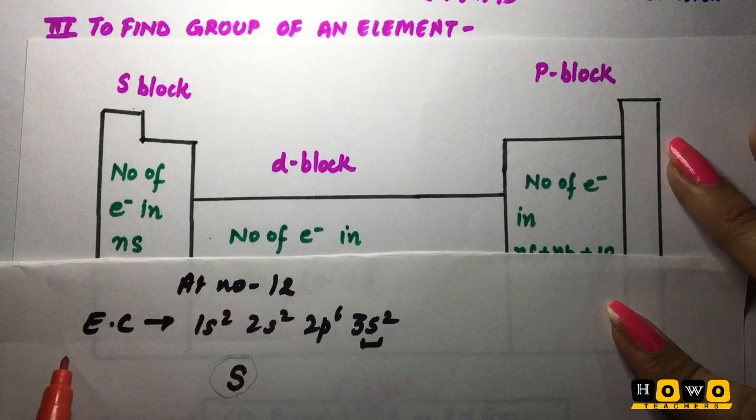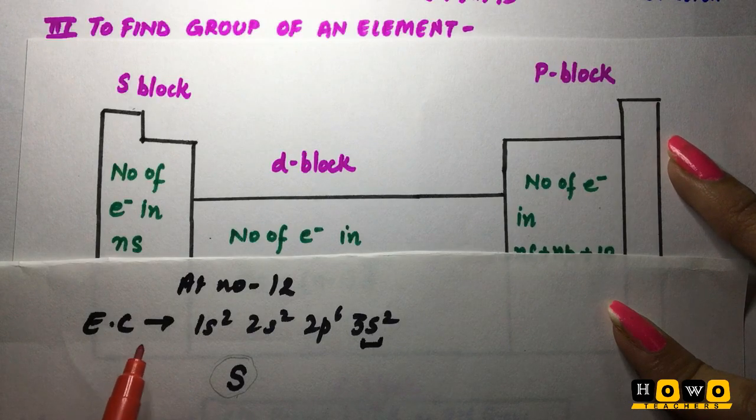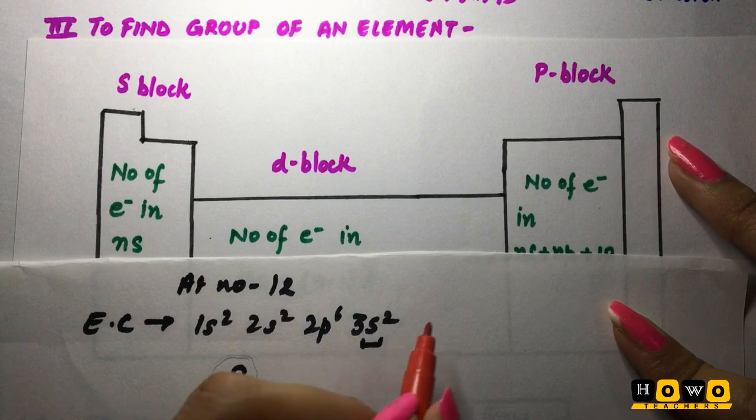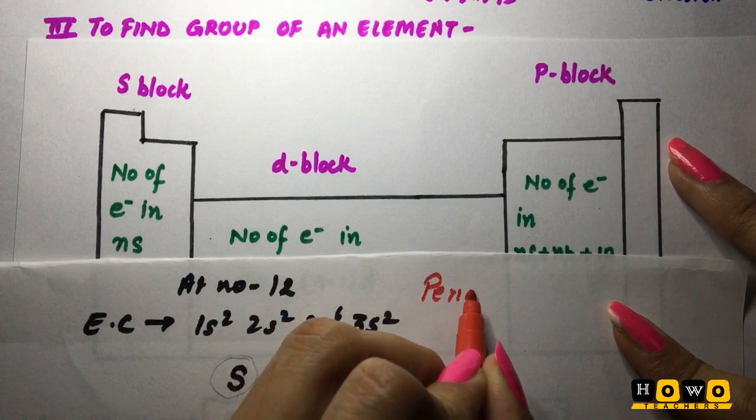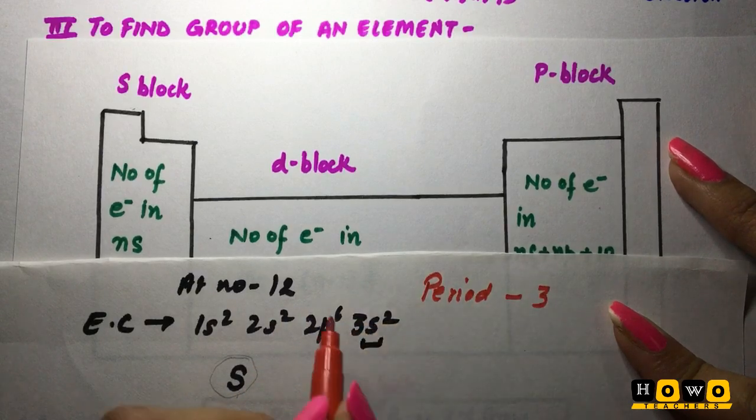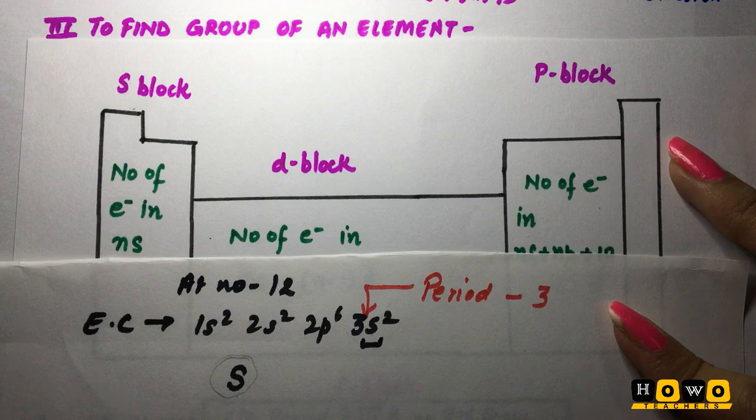So atomic number 12, I am starting from the very beginning. Electronic configuration 1s2, 2s2, 2p6, 3s2. So it belongs to period 3. Why 3? Because here the maximum principal quantum number is 3. Now for the block, the last orbital is s, so it belongs to the s block.